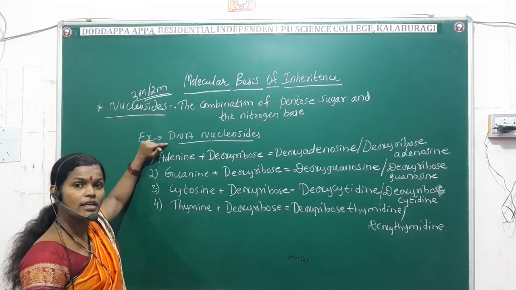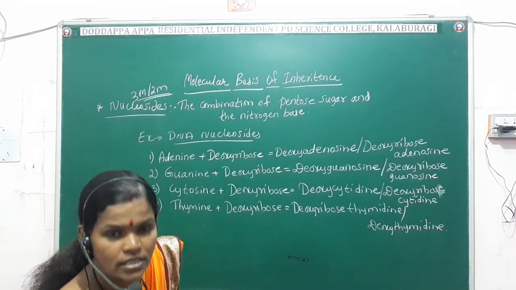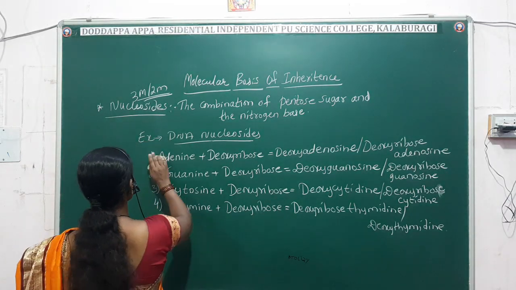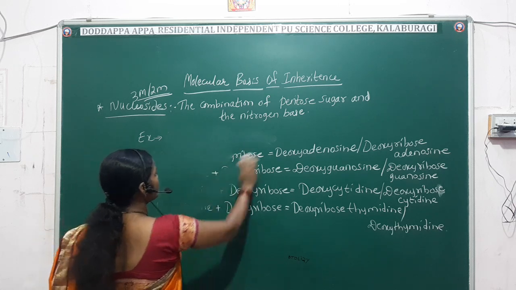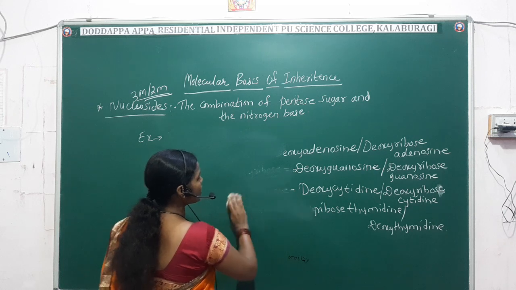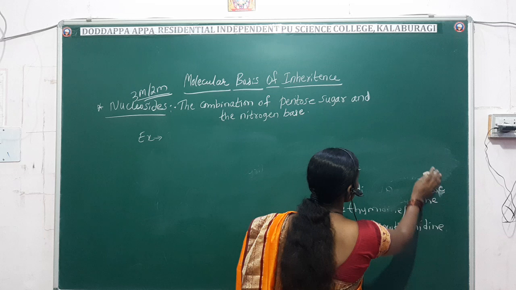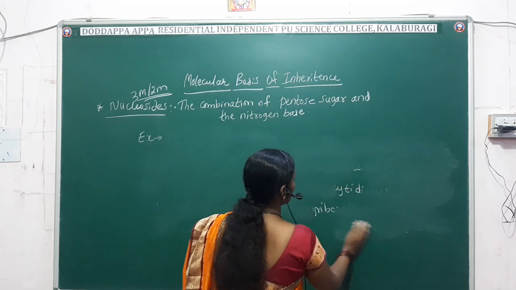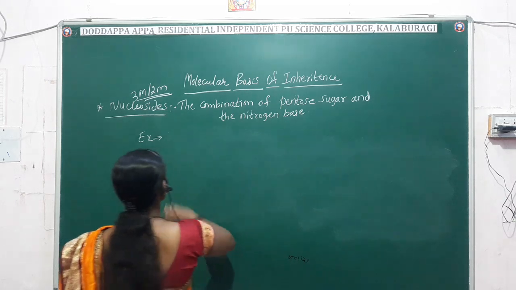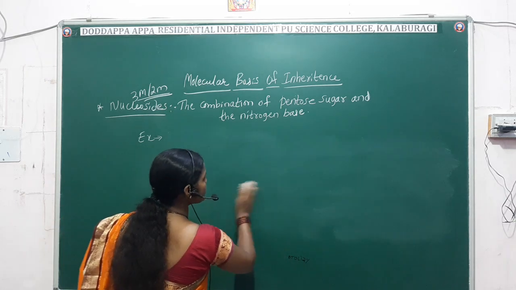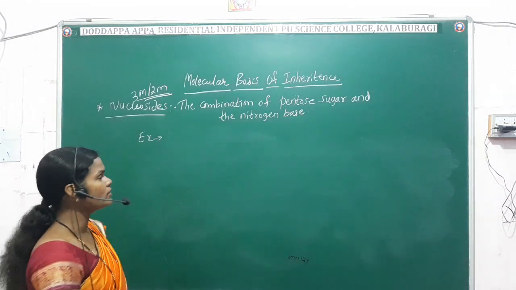Similarly, we are going to see the examples of the RNA nucleosides. The difference between DNA and RNA is that in DNA there is a presence of thymine, whereas in RNA there is a presence of uracil.